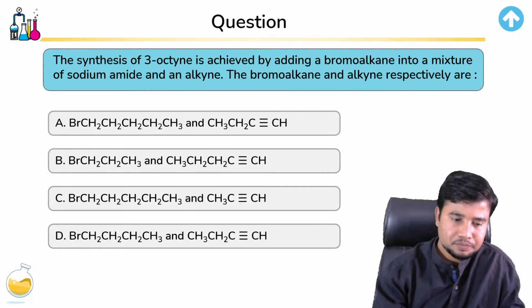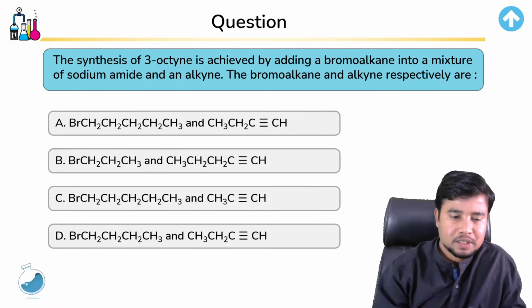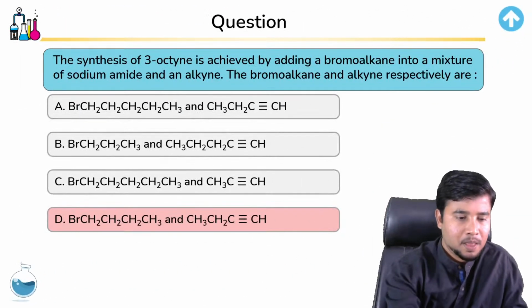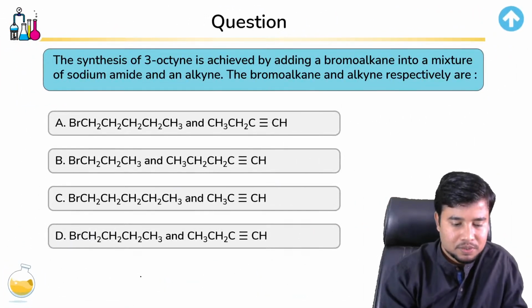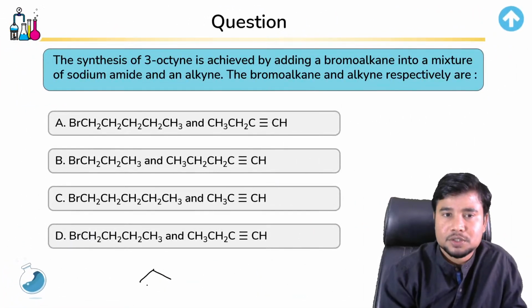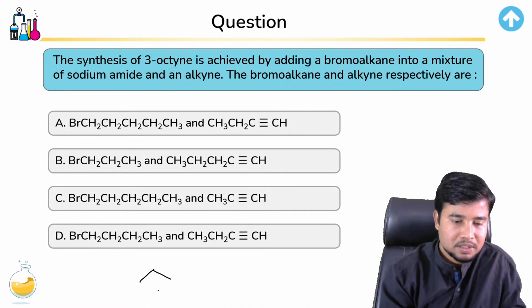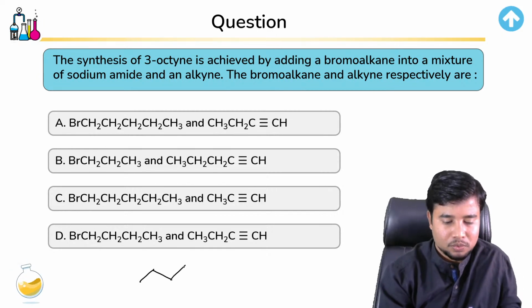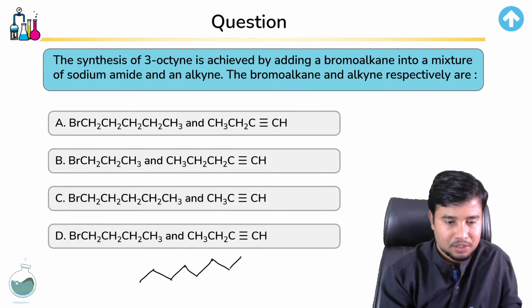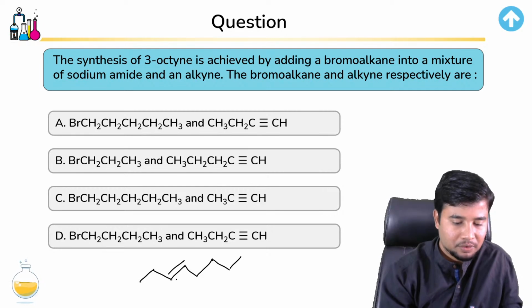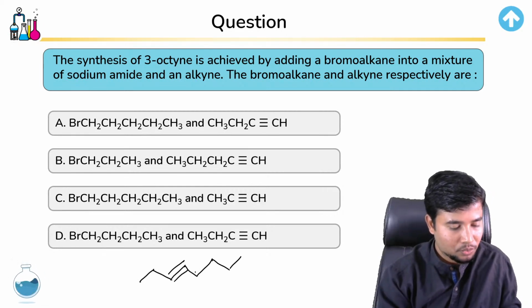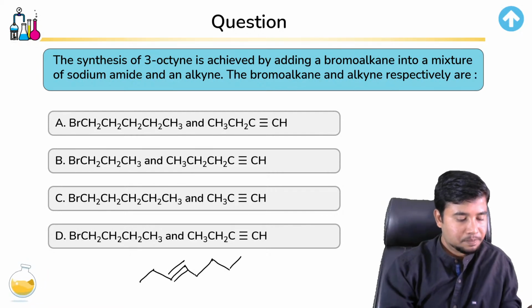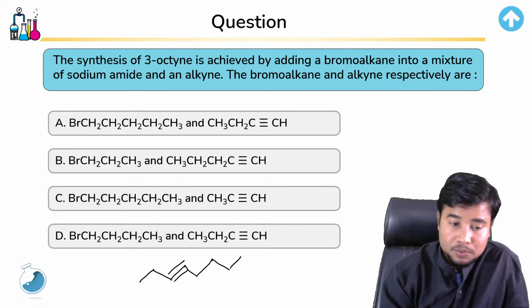Okay. So we need to understand what is it that is being used over here. The synthesis of 3-octane. What is this 3-octane? I'll just use this bond line structure since the number of carbon atoms has now increased. 1, 2, 3, 4, 5, 6, 7, 8. In the third position, we have the triple bond, right? So if we have this triple bond over the third position, how do we approach it? Let's just say that this is to be produced.